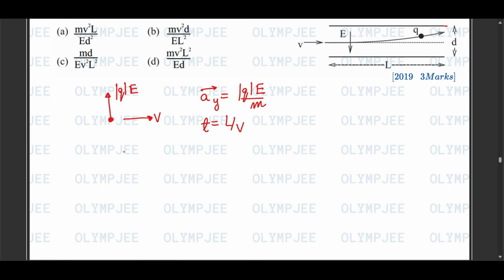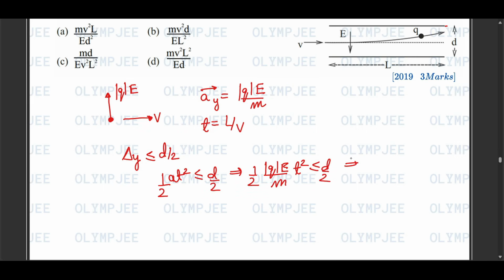So delta y should be less than d by 2, right? So half a t square, which is the displacement in the y direction, should be less than d by 2, which will give us that half qE by m t square should be less than d by 2. So this gives us that q should be less than or equal to m v square d divided by E L square. I have used the time from here. So this will give us the answer as option B.